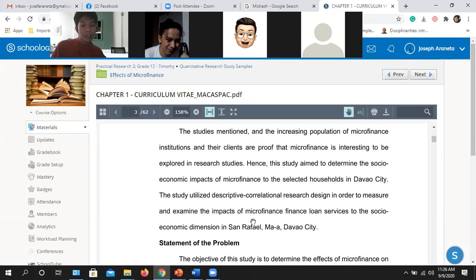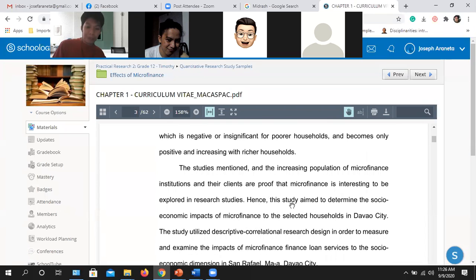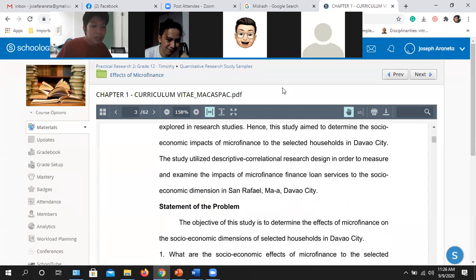The study utilized descriptive correlational research design in order to measure and examine the impacts of microfinance loan services to the socioeconomic dimension in San Rafael, Davao City. So yung methods, the design, the research locale, and what is your study all about? Dito sa 2-3. Nakita pa tayo example.